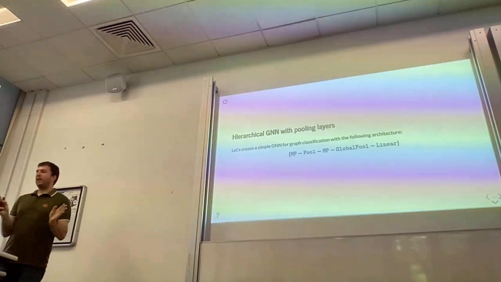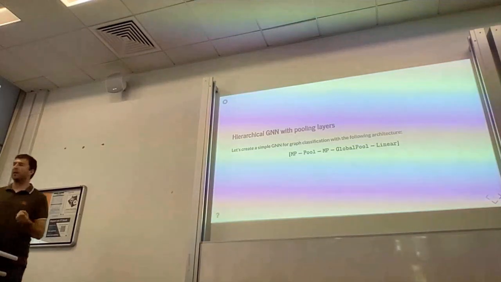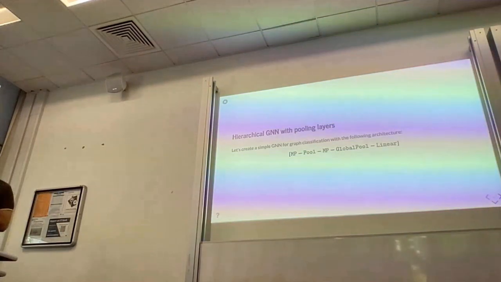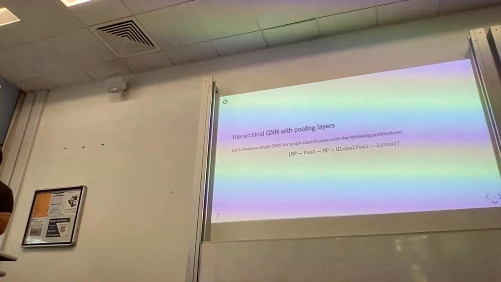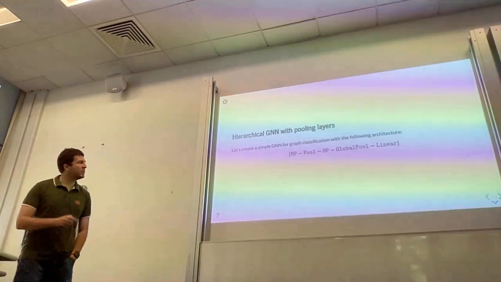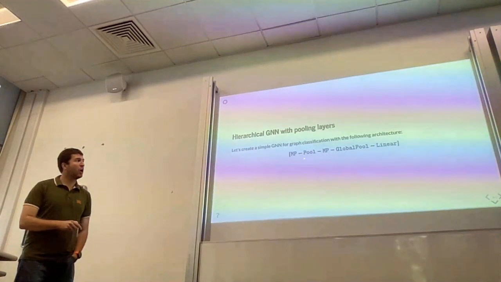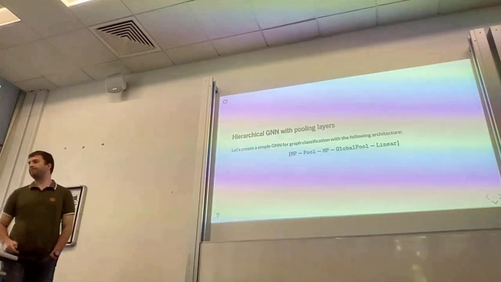Okay, so now let's see THP in practice, and let's use it to create a simple GNN with a hierarchical architecture for doing graph classification. The simplest architecture that we can use is one which has a message passing layer, pooling, message passing, global pool, and a linear layer.